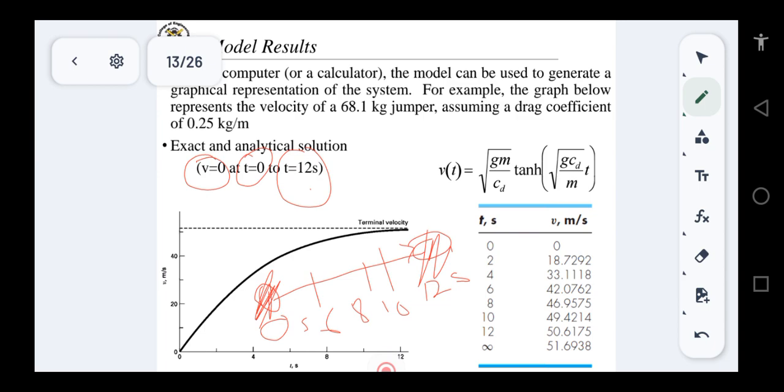We can use the equation as stated above. At t equal to 0, just put t in, and the drag coefficient has been given to us as 0.25 kilograms per meter. Also, the mass of the jumper has been given to us: the mass of the jumper is 68.1 kilograms. Then g is the gravity, which should always be 9.81.